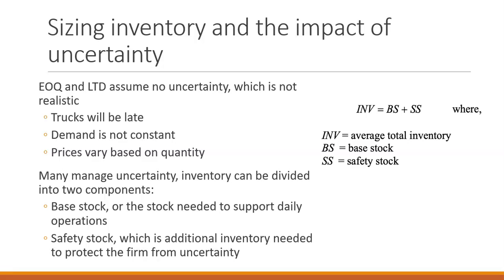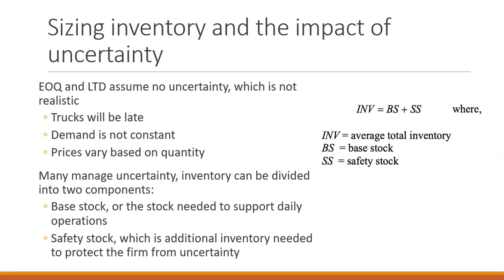The lead time still assumes no uncertainty, which is not realistic because trucks are late, demand is not constant, and prices vary based on quantity. So to manage any uncertainty, we can look at inventory in two different components: base stock and safety stock. Base stock is the stock that we need on hand just to maintain our daily operations and our customer service goals. Safety stock is the additional inventory needed to protect us from uncertainty.